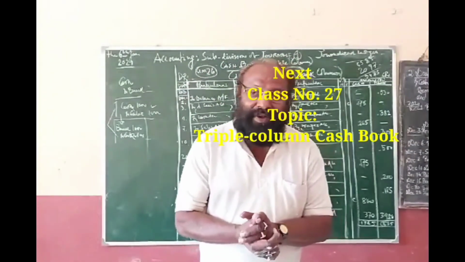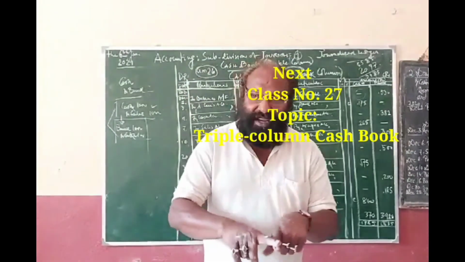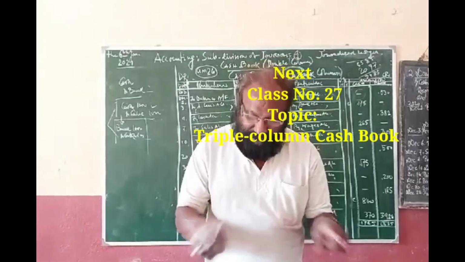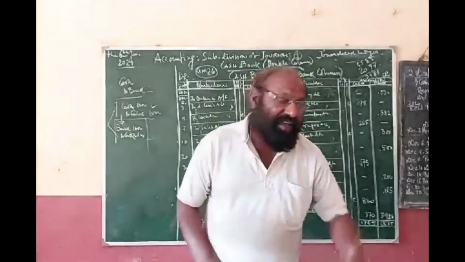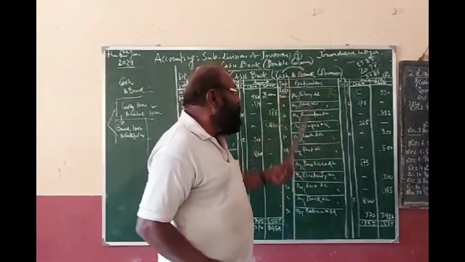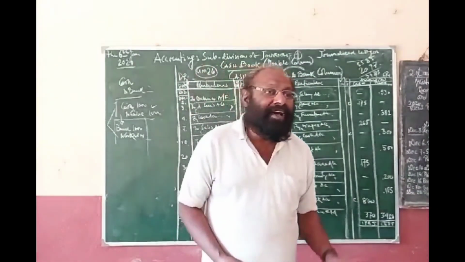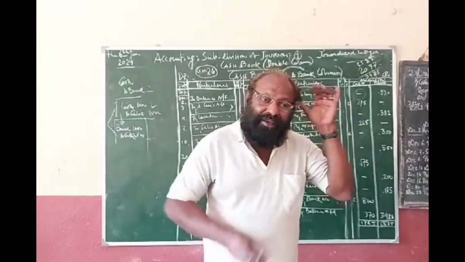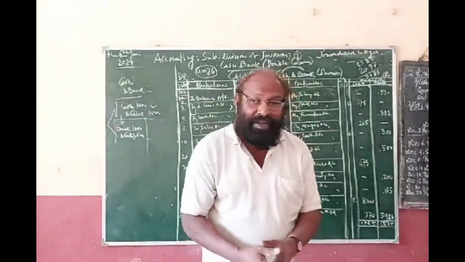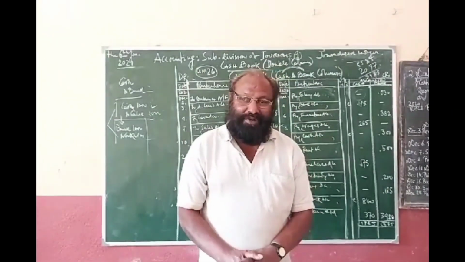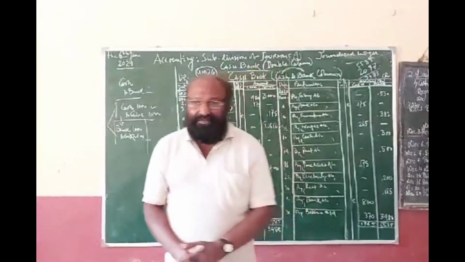Tomorrow again I will come with the triple column cash book. Here we have recorded the cash column and bank column. Tomorrow I will consider the cash column, bank column, and the discount column. Okay, so that will be the triple column cash book.